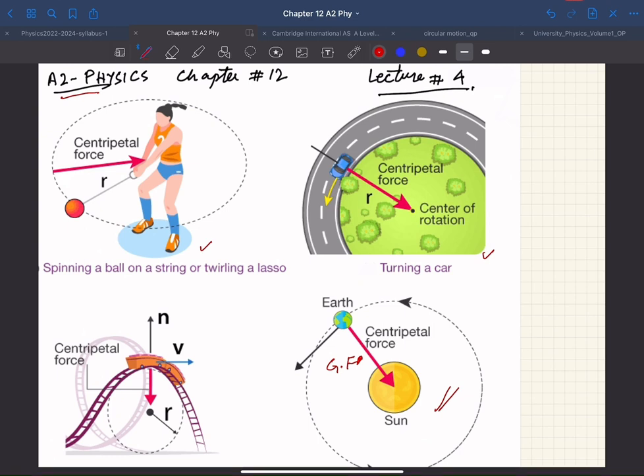Here we have discussed this point, that the friction of the road between your tires will give you the centripetal force. And here you can see that the tension is giving you the centripetal force. So these are a few examples. Of course, again we have a situation, inshallah we will discuss this example in detail. These three examples we have already discussed, and the theory of these examples we have discussed.